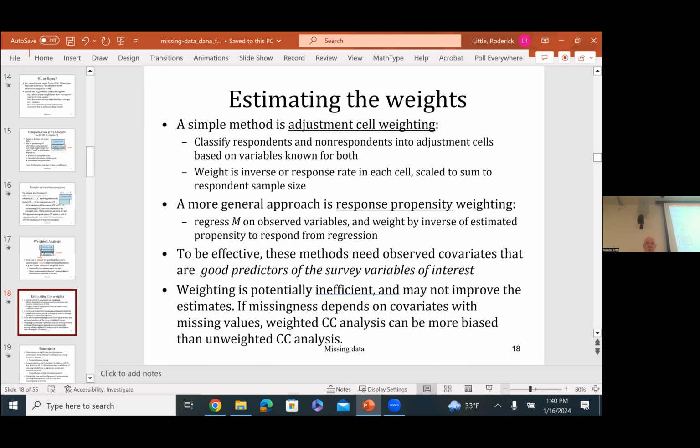A couple of approaches: adjustment cell weighting, where you classify cases into cells based on variables that are fully observed, and then weight by the inverse of the response rate in that cell. More generally, you could do response propensity weighting, where you estimate a logistic regression for the probability of missingness or not missing on the observed variables, and then weight by the inverse of the prediction from that propensity model. In a sense, adjustment cell weighting is a special case of that, where you have categorical X's.